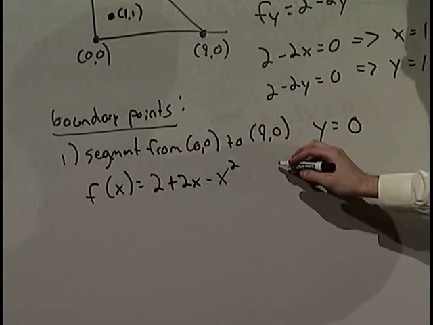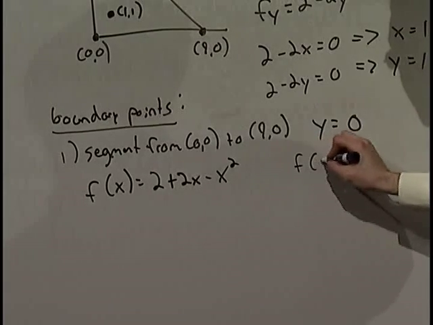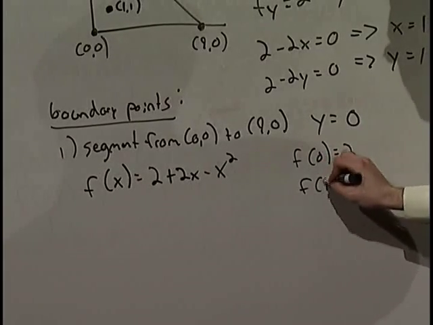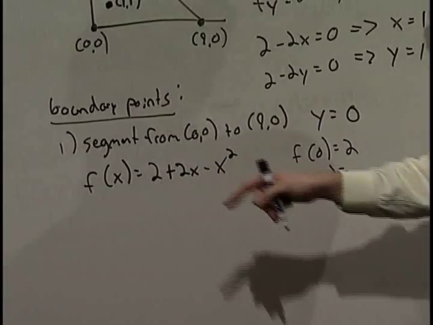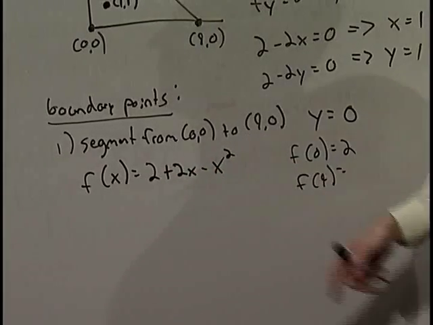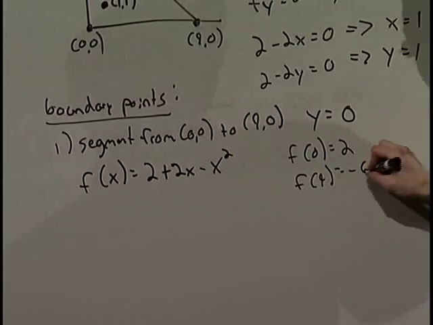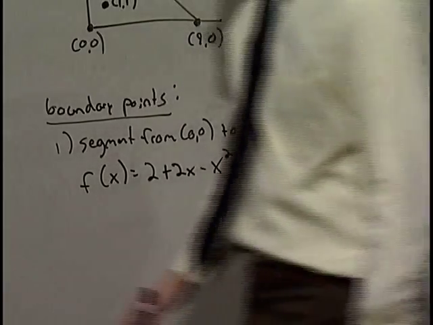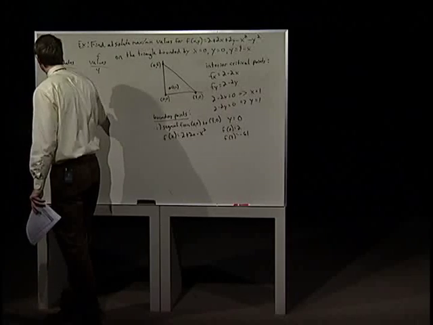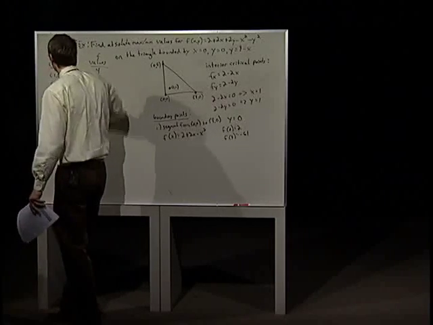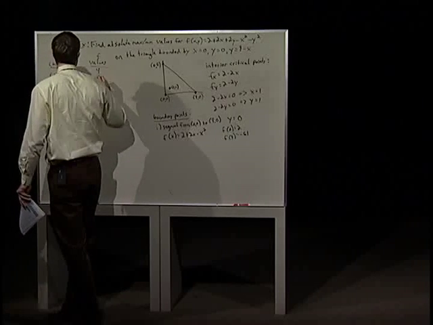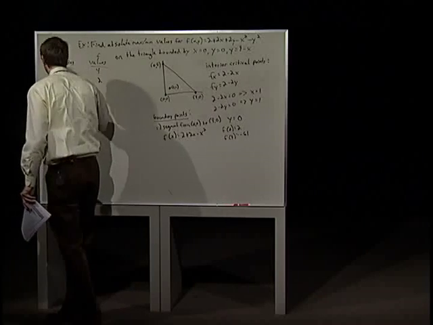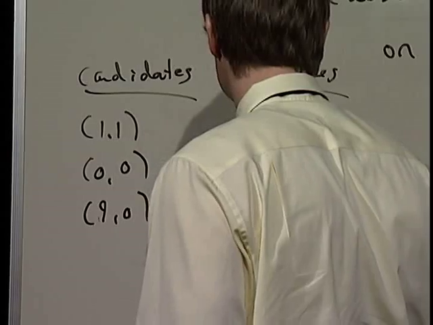So check the endpoints. f of 0 gives you 2. And f of 9 gives you 2 plus 18 is 20, minus 81 is negative 61. Those are boundary points. So we can list those over here. We'll list 0, 0 first. Its function value is 2. We'll list 9, 0. Its function value is negative 61.